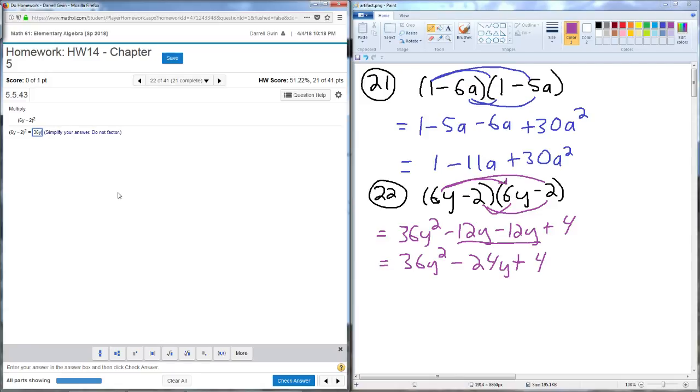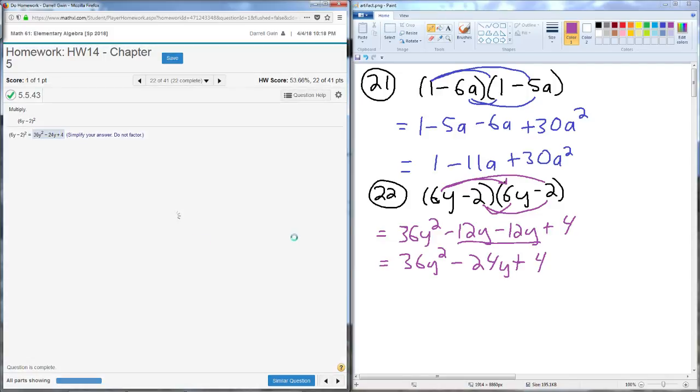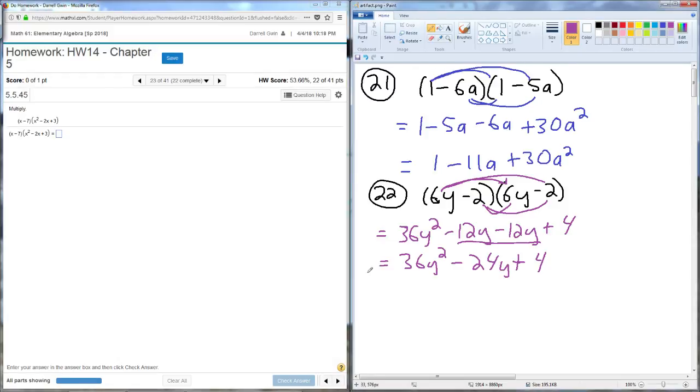3, 6y, shift 6, get the power, 2, right arrow, minus 24y plus 4, enter. Nice job. Alright, we're moving on to 23. Oops. 23.